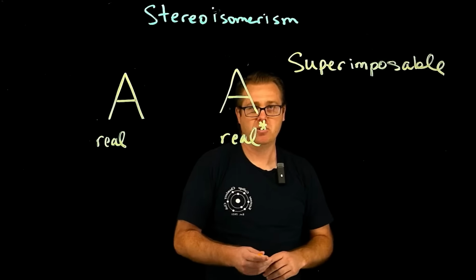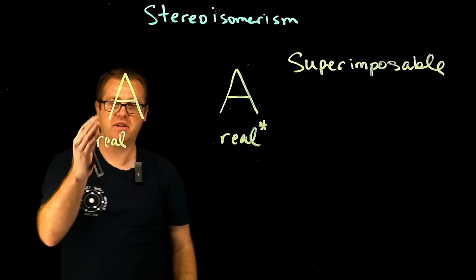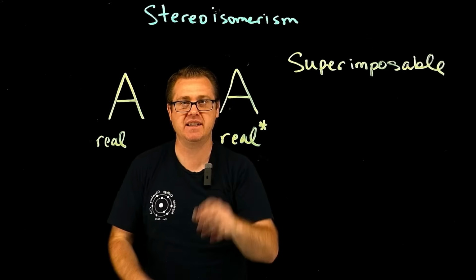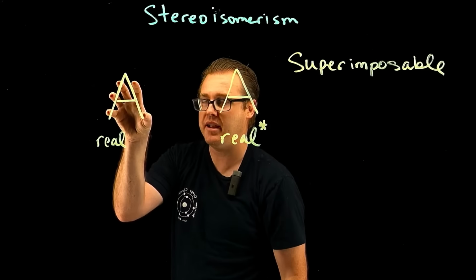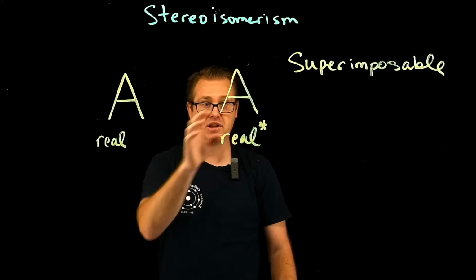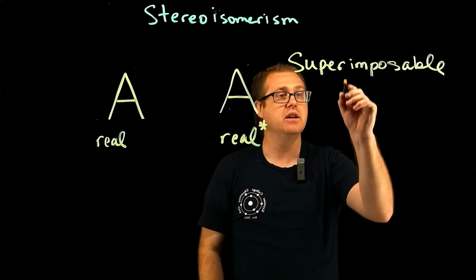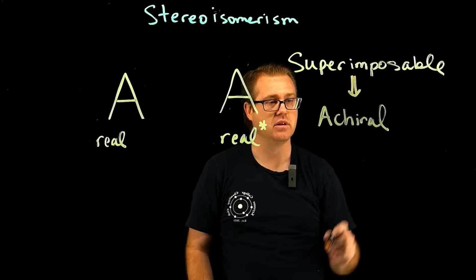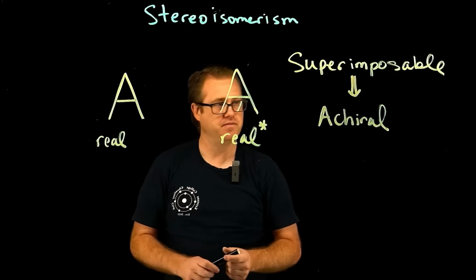Now, an object is superimposable when you can pick it up and put it directly on top of the original, and they match perfectly in every way. So you could see that I could pick up this one on here, take it out of the board, and put it directly on top. It's perfectly superimposable. And when objects, or molecules, are completely superimposable, the molecule or object is achiral. An achiral molecule is something that is superimposable.